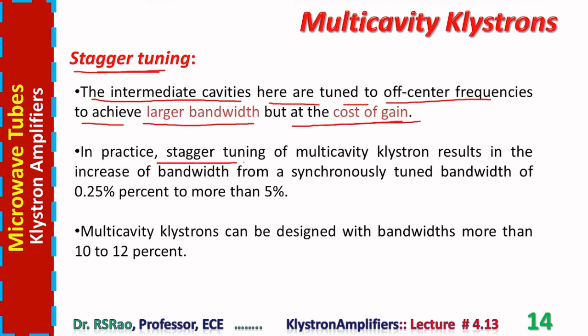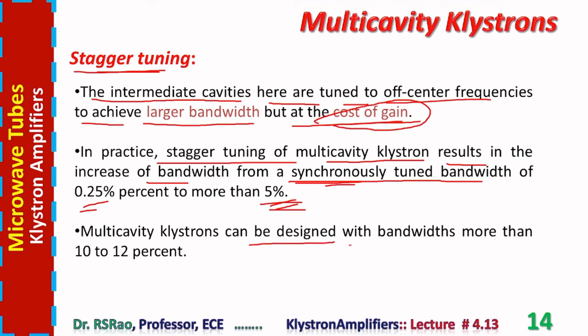In practice, stagger tuning of multi-cavity klystron results in an increase of bandwidth from a synchronously tuned bandwidth of 0.25% to more than 5%. When the tuning of intermediate cavities is synchronous, then bandwidth is very small, approximately 0.25%. But when we adopt stagger tuning, then bandwidth becomes 5%. But notice, stagger tuning leads to gain reduction. Multi-cavity klystrons can be designed with bandwidths more than 10 to 12%.